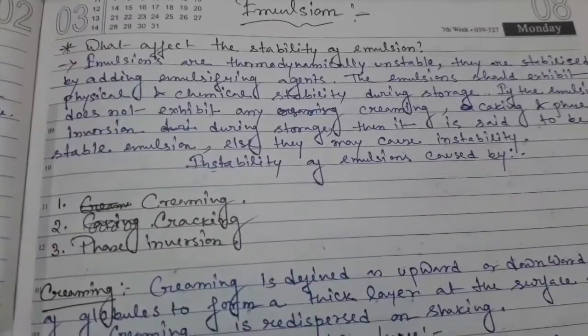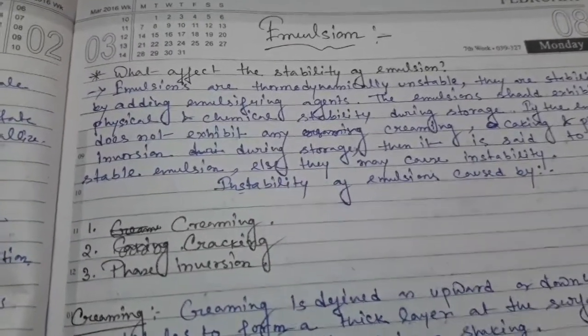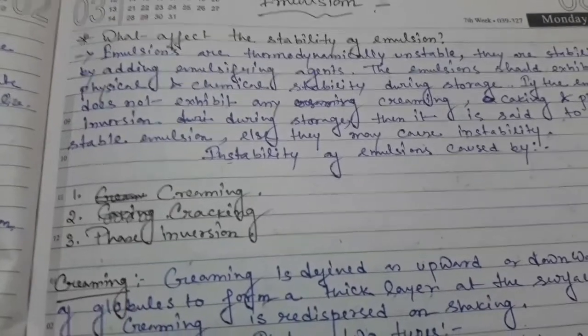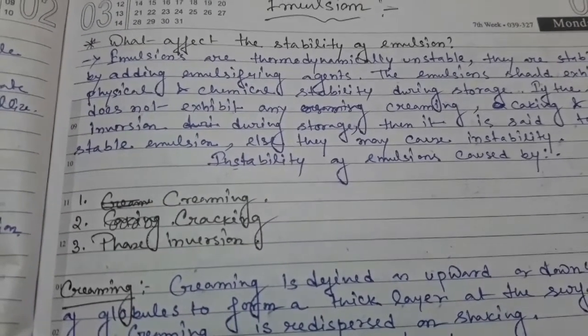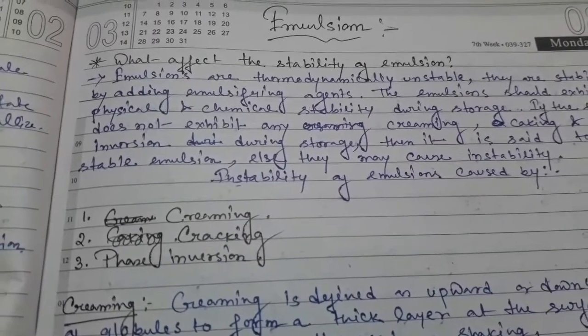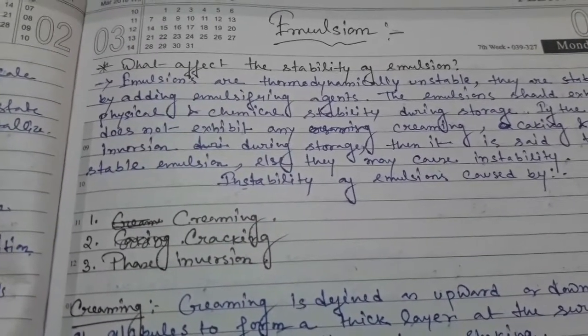Hello everyone. Today I am discussing the important chapter of emulsion. Emulsion is a very important chapter for dosage forms. It is a biphasic liquid dosage form. That means two phases are already present, and emulsion is a biphasic immiscible liquid dosage form.